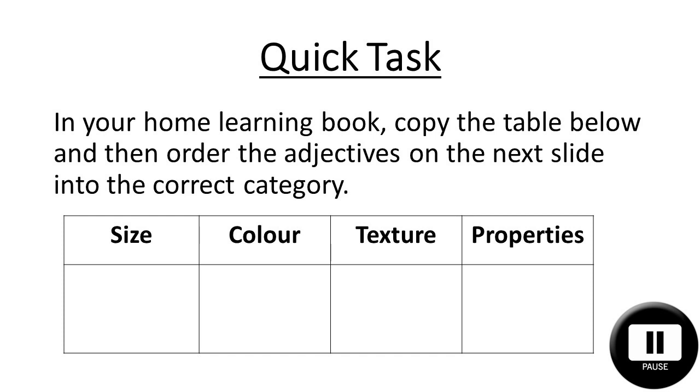Time for your next quick task. In your home learning book, copy the table below and then order the adjectives on the next slide into the correct category. These categories are size, colour, texture and properties.